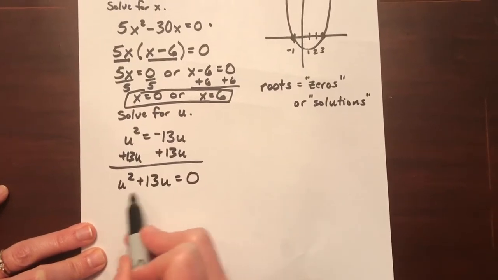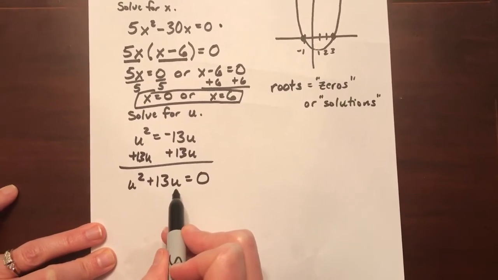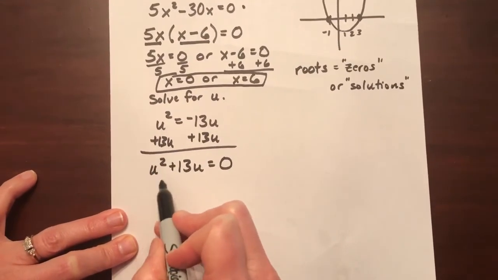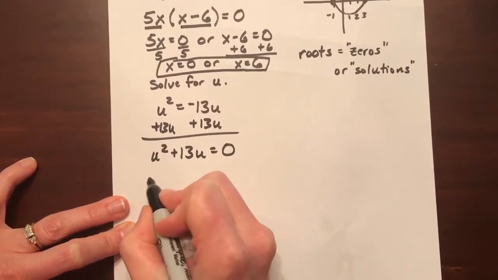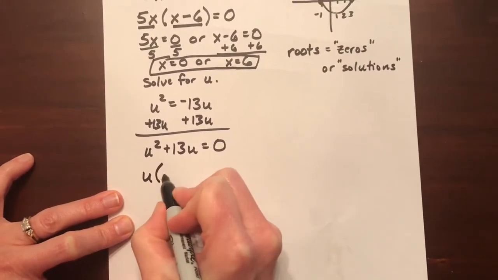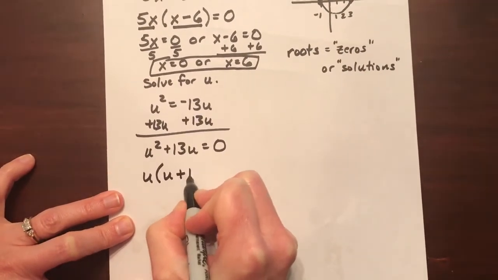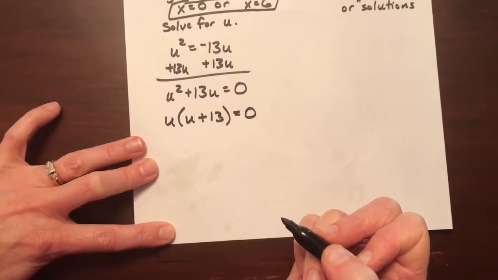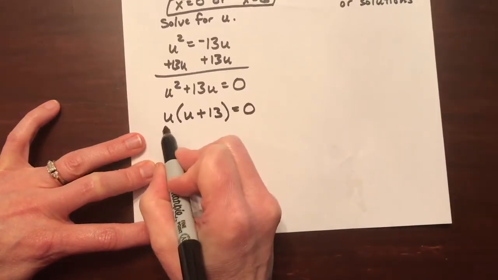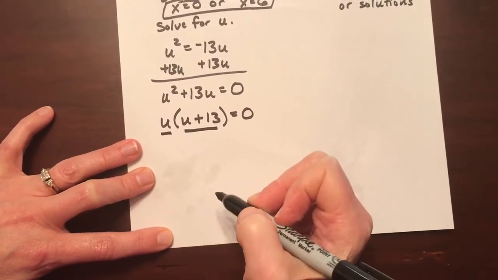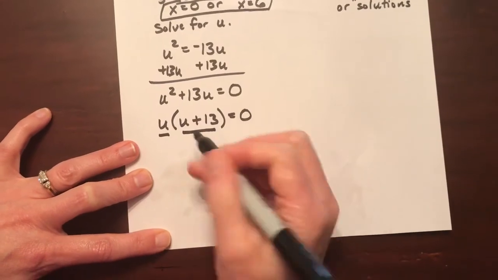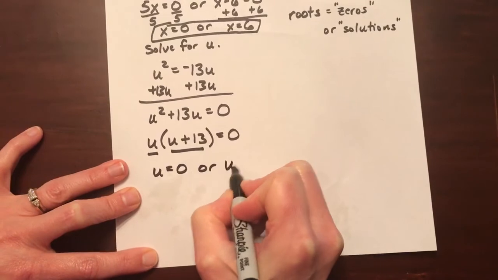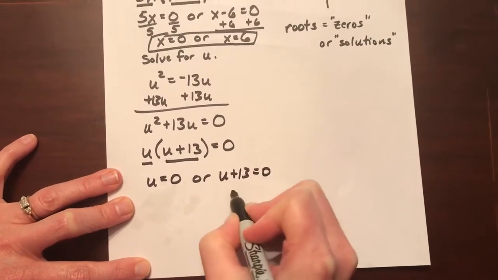Again, as I look at this and think about factoring, I'm looking for a greatest common factor, and there's no number that goes into both of those besides 1, but I could take out a u from each of these terms, and that would leave me with u plus 13, and that equals 0. So again, using my zero product property, either u or u plus 13 has to equal 0 if their product is 0. So u equals 0 or u plus 13 equals 0.